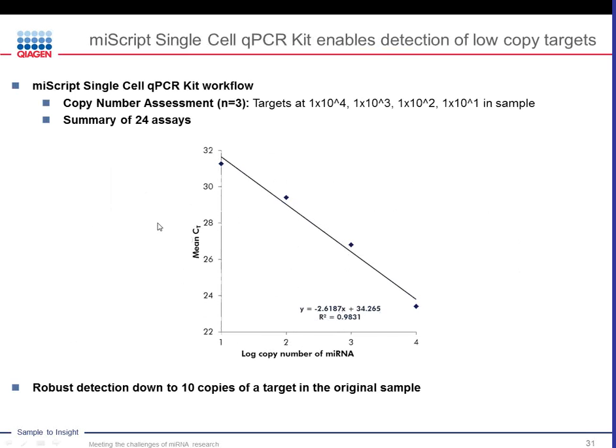One piece of data on the single-cell kit. This kit enables detection of very low copy numbers. So for this, we have a copy number assessment of targets that were present at 10,000 copies in the original sample, or only down to 10 copies in the original sample. And this is a summary across 24 assays. And you have robust detection down to only 10 copies of a target in the original sample. This is very, very strong detection capabilities.